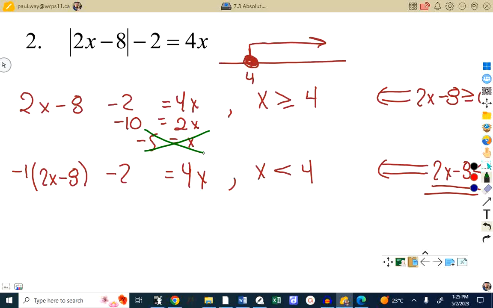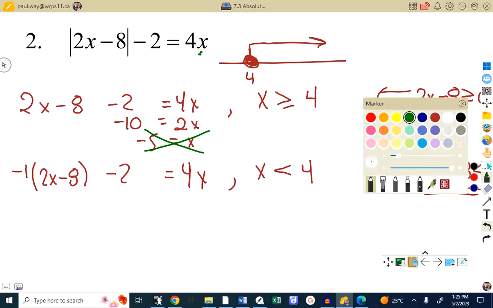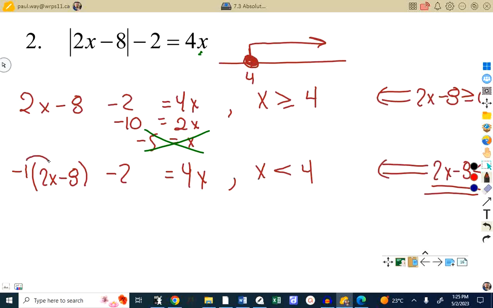If I put negative 5 in here, I get negative 10 minus 8, which is negative 18. The absolute value of negative 18 is 18. 18 minus 2 is 16. Remember that, 16. If I put negative 5 here, 4 times negative 5 is negative 20. It's not 16. Okay? When I solve this equation, this one requires just an extra step because I got to multiply this through. I get negative 2x plus 8 equals 4x.